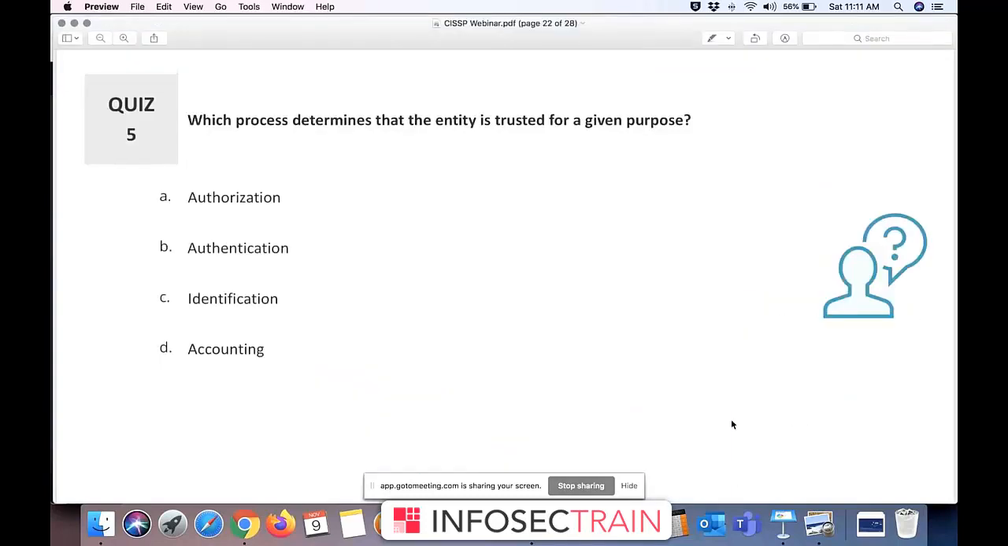Okay, question number 5. Which process determines that the entity is trusted for a given purpose? Is it authorization, authentication, identification, or accounting? Okay, 5 more seconds. And this is not a very difficult question. It's just that you need to understand the question.